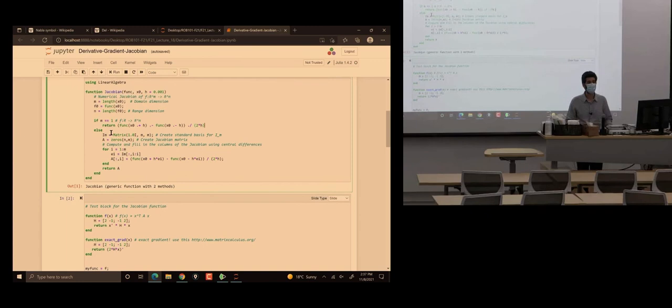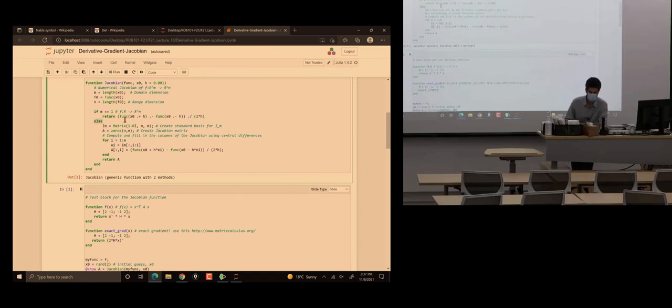So if you have one input, multiple outputs, this will give you one column, right? It's the opposite of the gradient. When we had multiple inputs, one output, we give you a row.